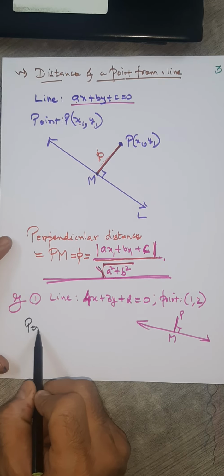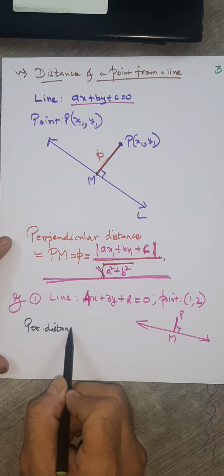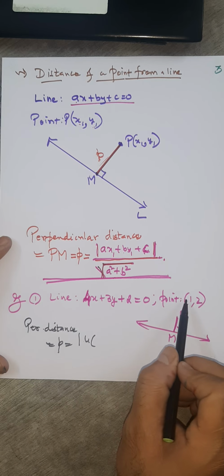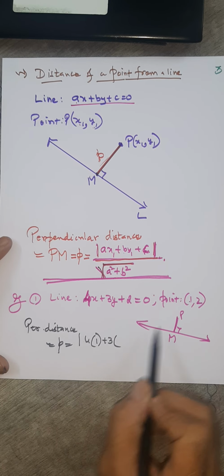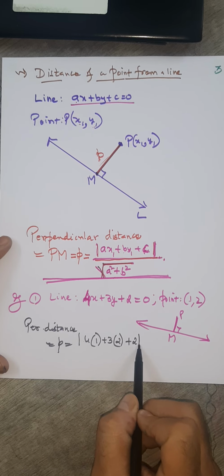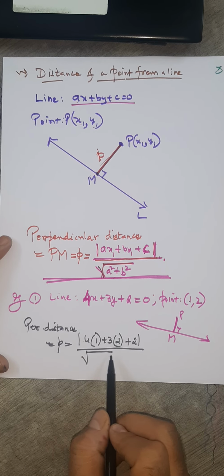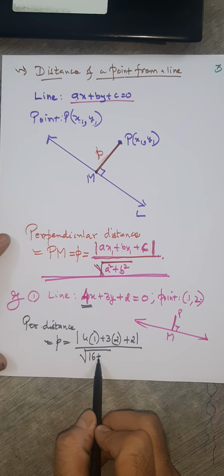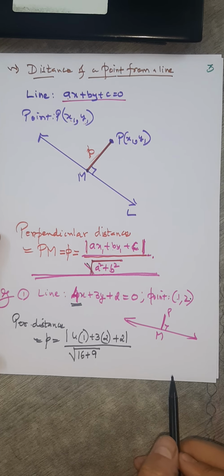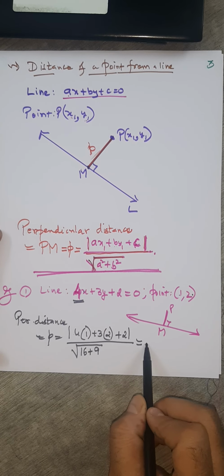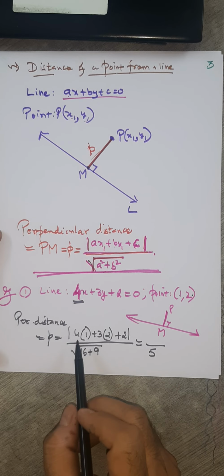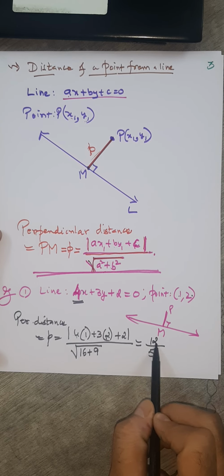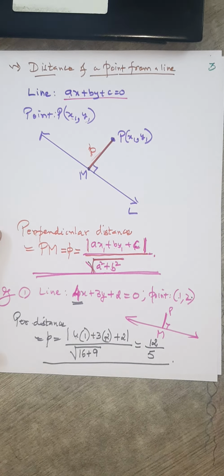So I'll write perpendicular distance equals, you can write small p or PM, modulus of 4 into 1 plus 3 into 2 plus 2 upon root of, do not write 1 square plus 2 square, the coefficient of x, so 16 a square, and this is 9. If I simplify this, it will be just 5. And 4 plus 6 is 10, plus 2, so 12 by 5, whatever it is, but that's the required distance. Fine.